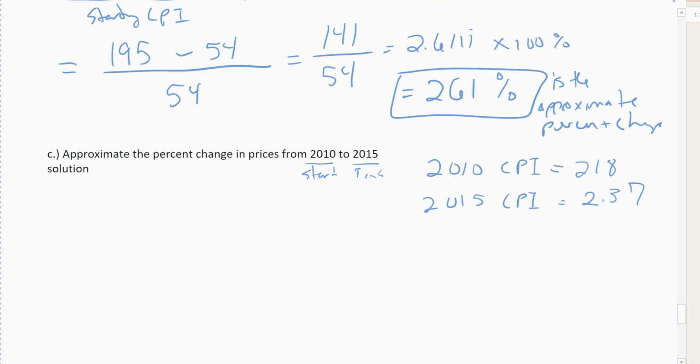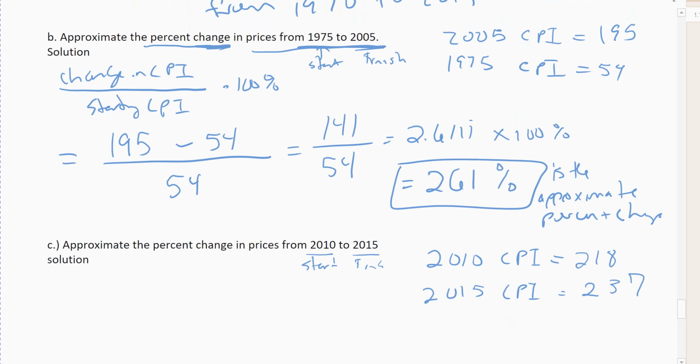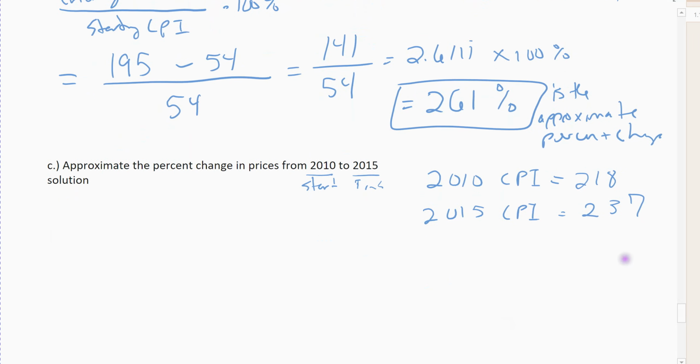And it should make sense, it's over a lot fewer years, right? This is only over 5 years, and the previous one was over 30 years. So there would be a bigger change over 30 years than there was over 5 years. So it should always, again, make sure your numbers make sense when it's all said and done.